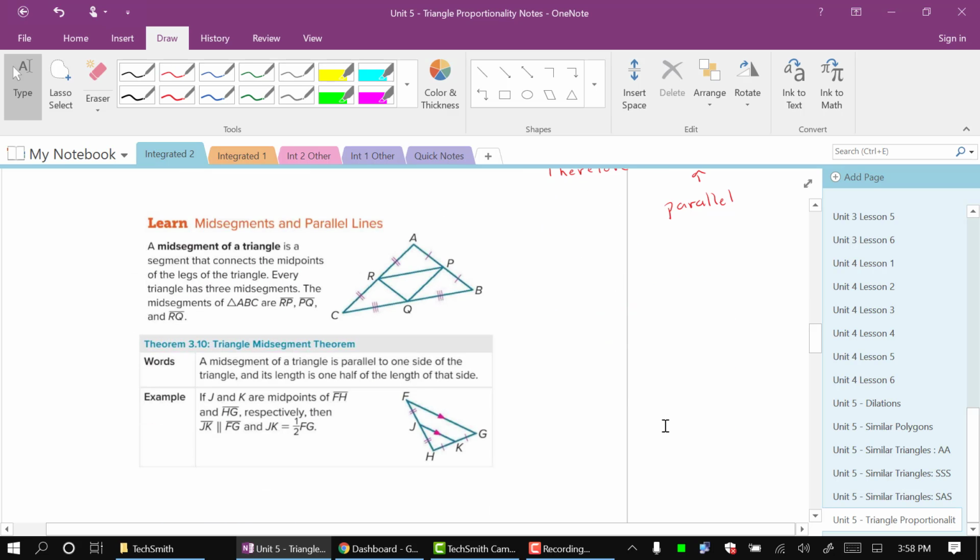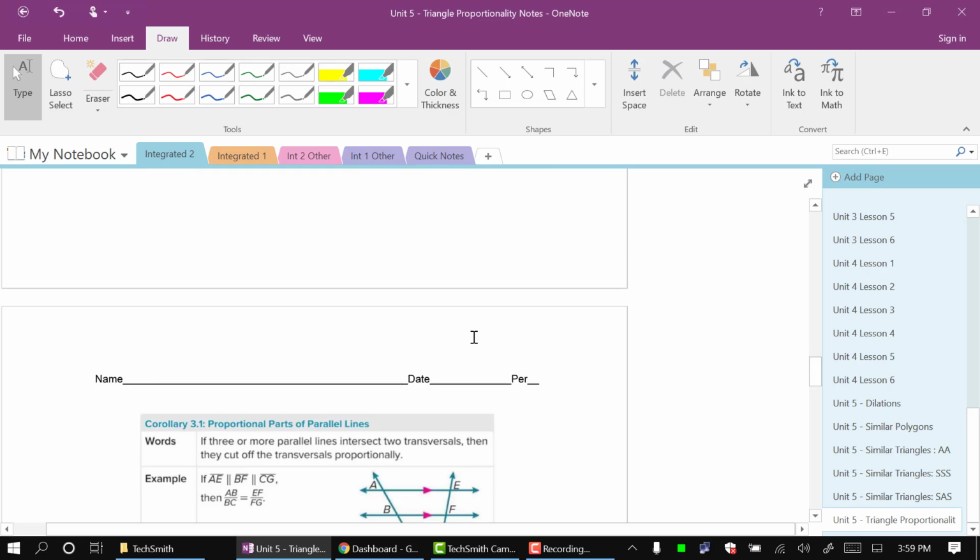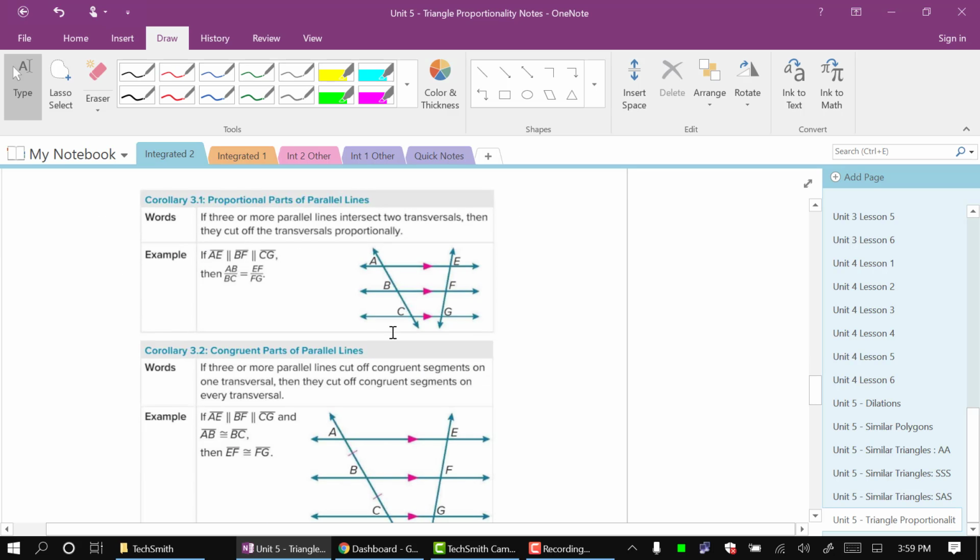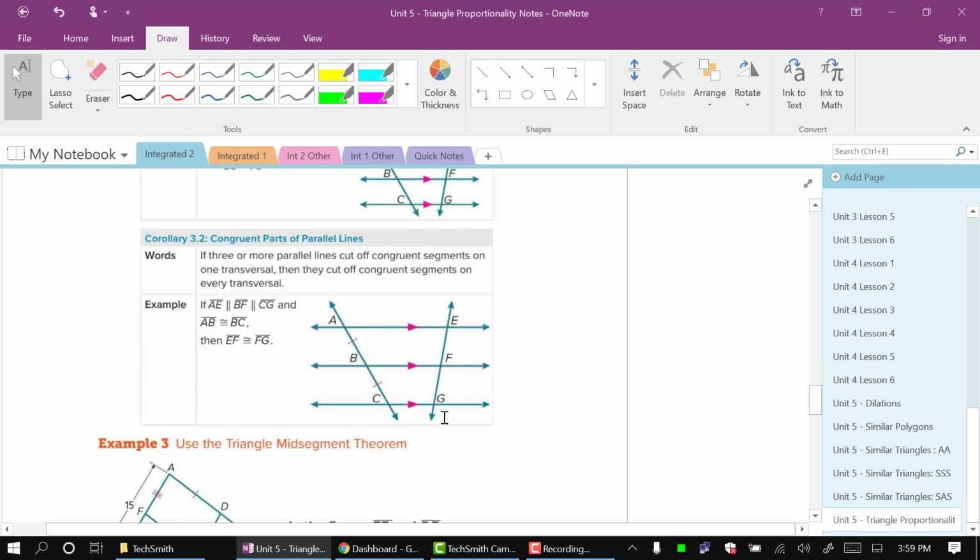Midsegment in parallel lines. A midsegment of a triangle is a segment that connects the midpoints of the legs of the triangle. Every triangle has 3 midsegments. The midsegments of this triangle right here, A, B, C, are RP, PQ, and RQ. So let's take a look at example 3. We'll come back to the corollaries on tomorrow's video.